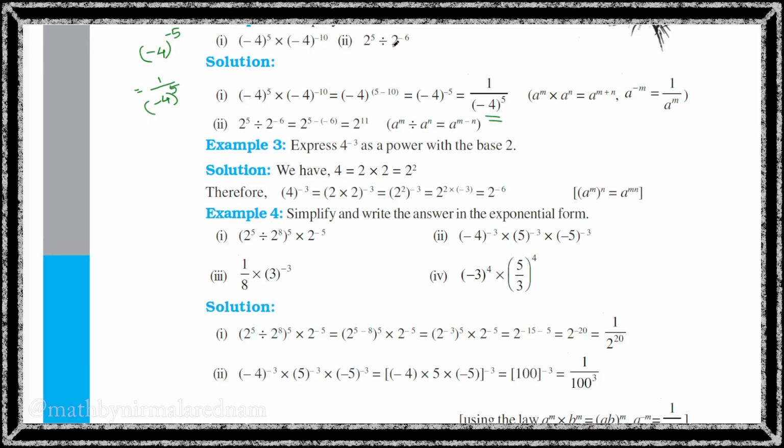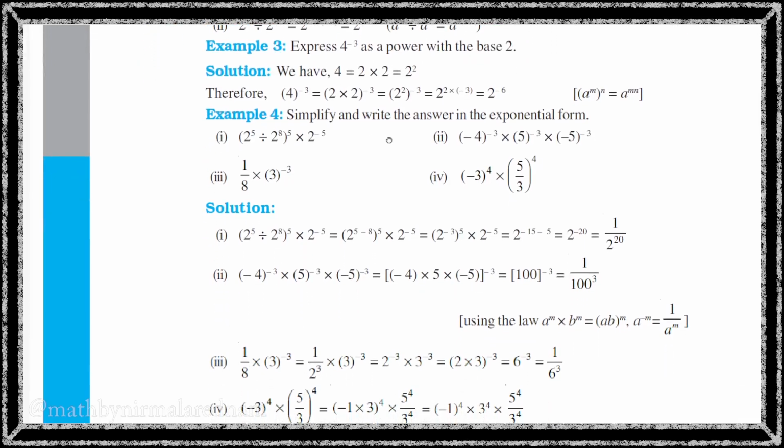And here you can see that this is the second law, which is a power m minus a power n. So it is a power m minus of minus 6, which will become plus 6. Right? Next example.